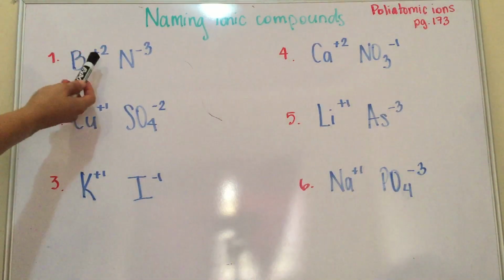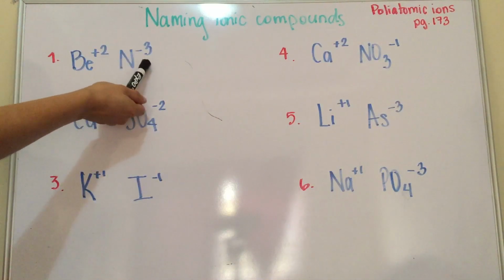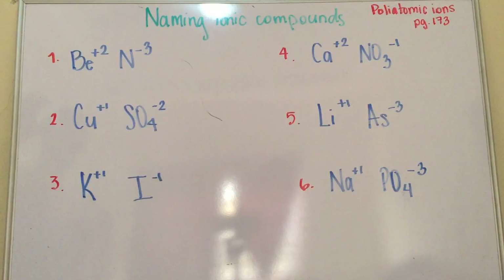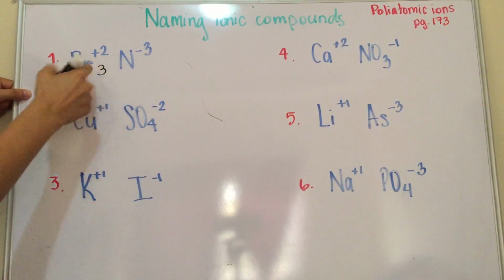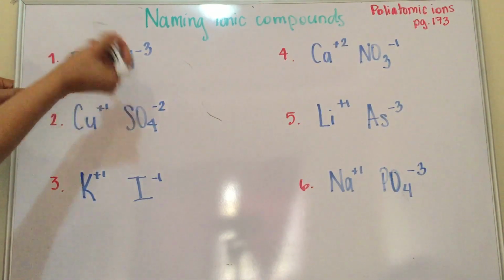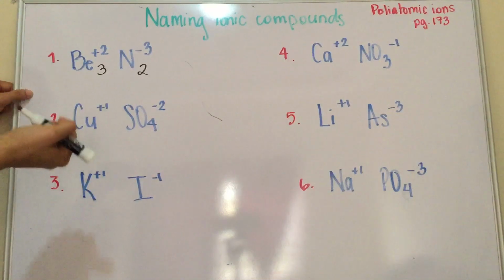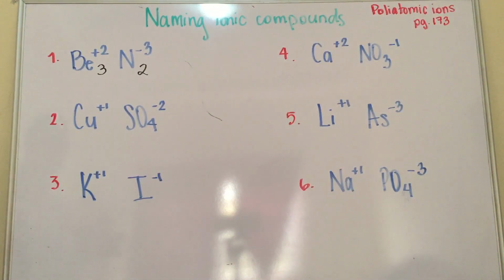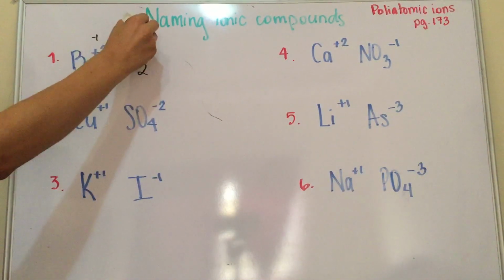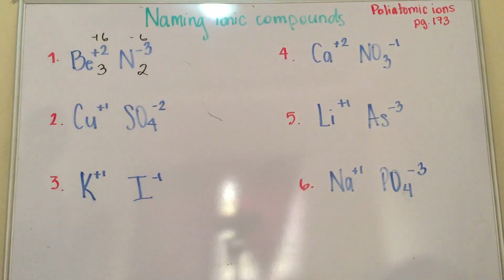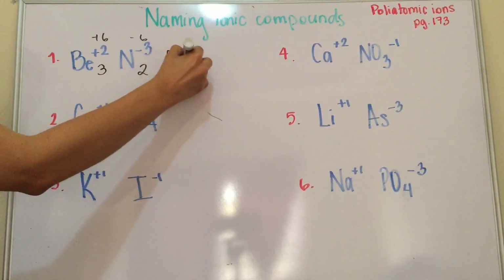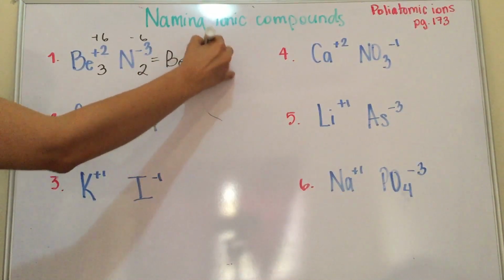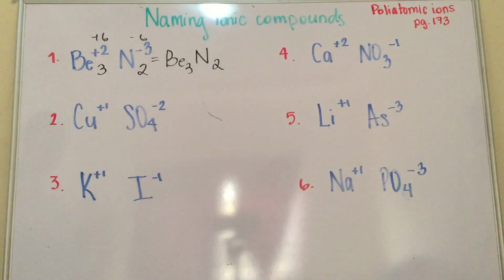So number one, we have beryllium with a charge of +2 and nitrogen with a charge of -3. Remember, these numbers need to add up to 0. So in this case, the common multiple of 2 and 3 is 6. So I put a 3 to beryllium because 3 times 2 is 6, and I put a 2 to nitrogen because 2 times -3 is -6. So we have +6 minus 6 is equal to 0. So there I have my compound, which is Be3N2. How am I going to name this?